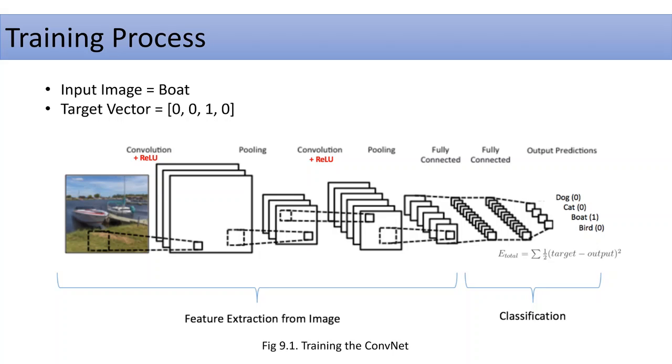Now I will be explaining the entire training process. We have the input image as a boat and we have decided our target vector to be 0 0 1 0, because our third class is the boat and we want to detect this boat accurately. So how does this work?